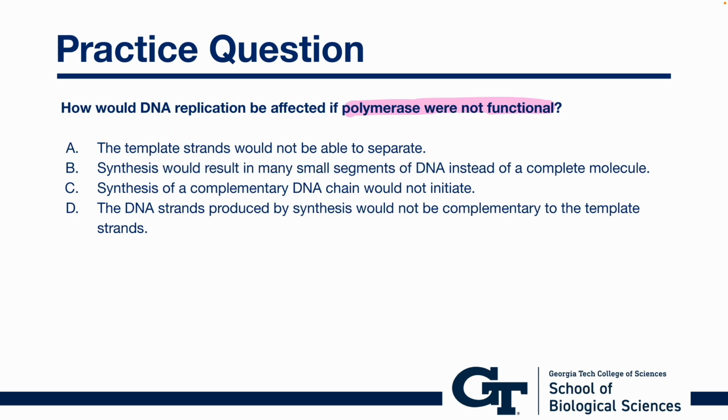What would have to go wrong with an enzyme to cause that to happen? The enzyme helicase would have to be non-functional. Choice B: synthesis would result in many small segments of DNA rather than a complete molecule. What is responsible for sealing the segments together? That's ligase. Choice C: synthesis of a complementary chain would not initiate. What does polymerase do? Synthesize the complementary chain. So C is sounding right to me. And then let's look at D. The DNA strands produced would not be complementary to the template strands. And D is impossible. So the correct answer is C.